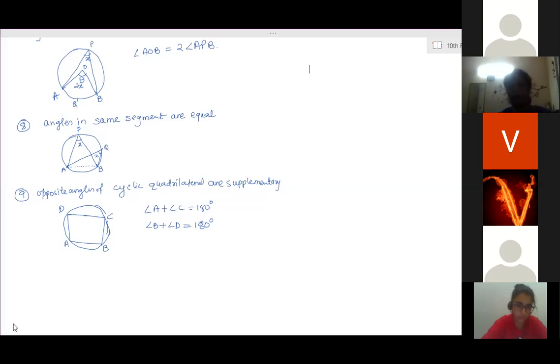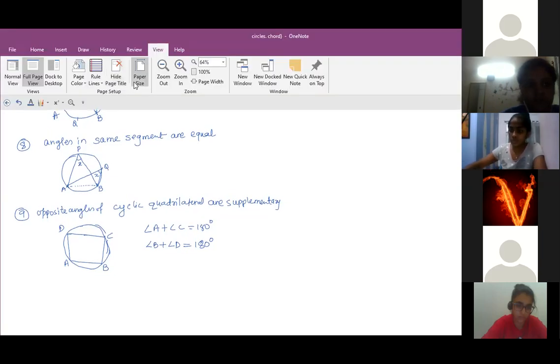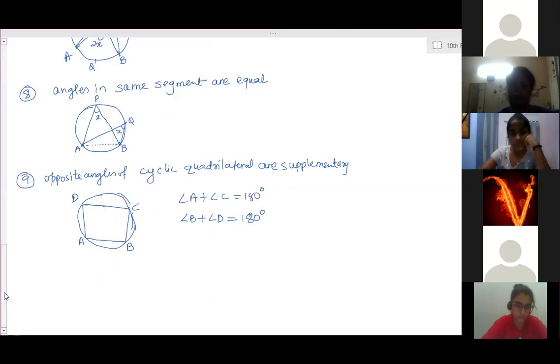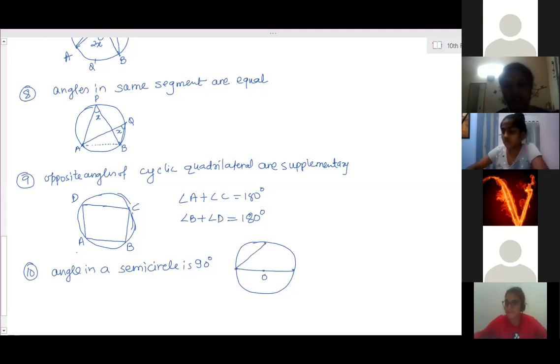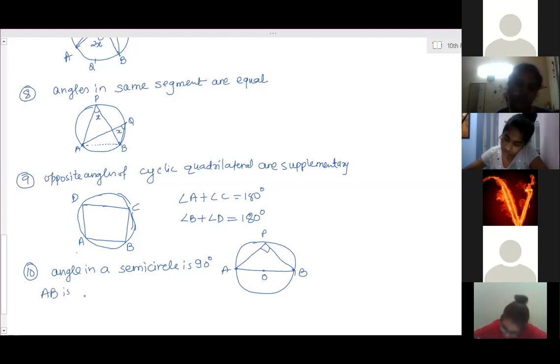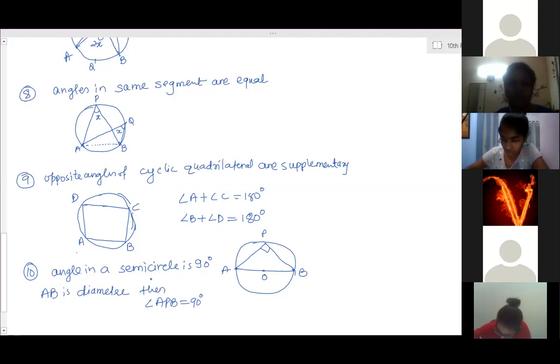Already all the questions, all the properties, 9 properties that you have learned last year. The 10th one is angle in a semicircle is 90. So this is the diameter, this is the center. If this makes the angle, then this is obviously 90. AB is the diameter, then angle APB is always 90. So these are the properties we have learned last year, the basic properties of circles.